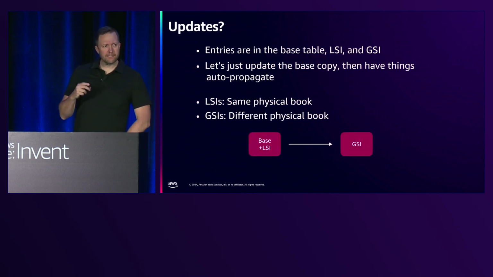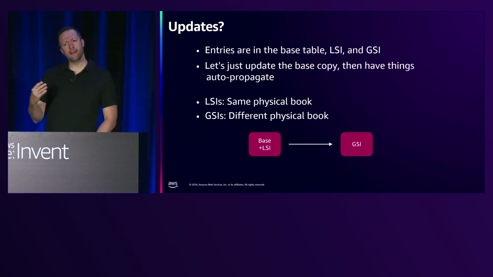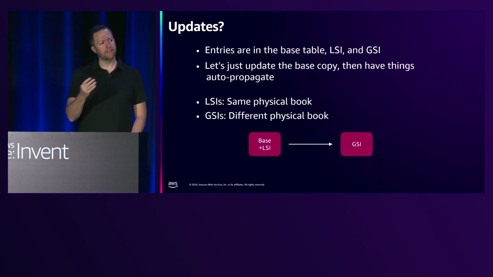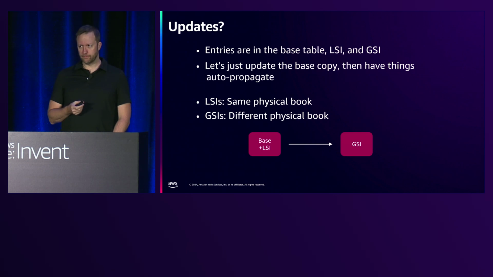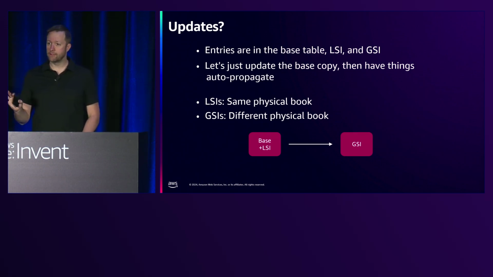OK, so that's a good way to understand how Dynamo works for retrievals, partition key, sort key, LSI, GSI kind of stuff. What about updates? When it's time to change one of these entries, you do those in the base table. You want it in the LSI. You want it in the GSI. But for simplicity, it's nicest if you just update it in one place, just update it in the base table and let the propagation happen to the other two.